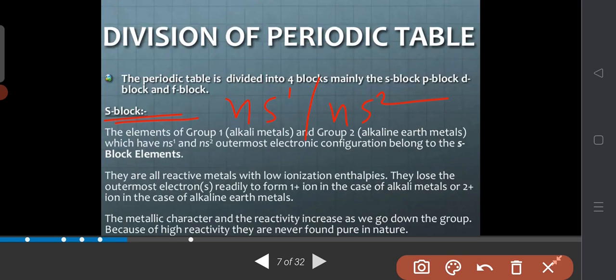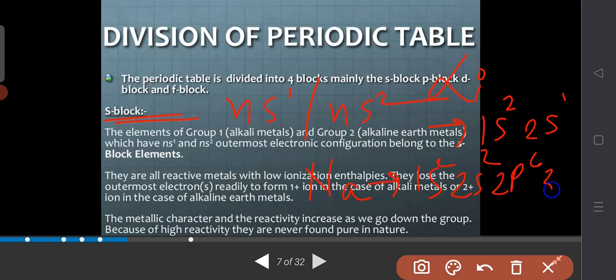Got it. In the case of alkali metals, generally the group 1 elements, the first element is lithium, which has electronic configuration 1s2, 2s1. After that, sodium will come: 1s2, 2s2, 2p6, 3s1. After that, potassium: argon core, then 4s1. So the last electron is in the s orbital in every alkali metal.